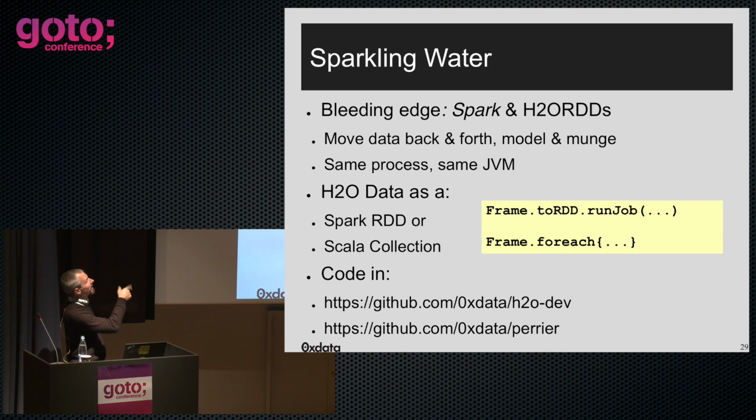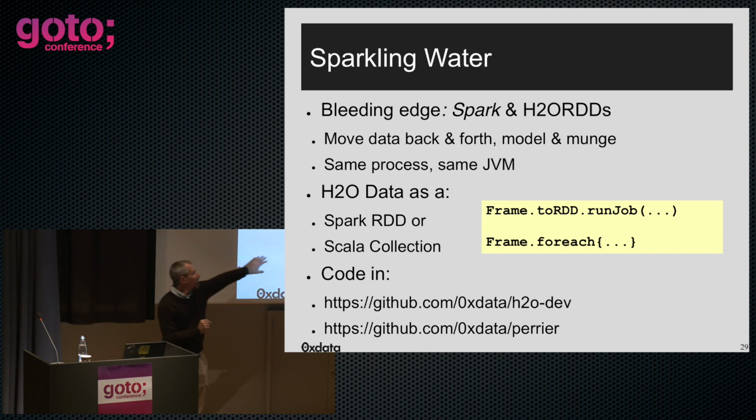We're able now to move data back and forth between Spark and H2O's data frames, and it's in process in memory, so it's actually pretty quick to go back and forth. And then you can take an H2O data frame and turn it into a Spark RDD and run Spark jobs on it directly, like the one line of code you got there. And in addition, the H2O data frames now support a Scala collection notation, so you can just say foreach and put some kind of map code right in there.